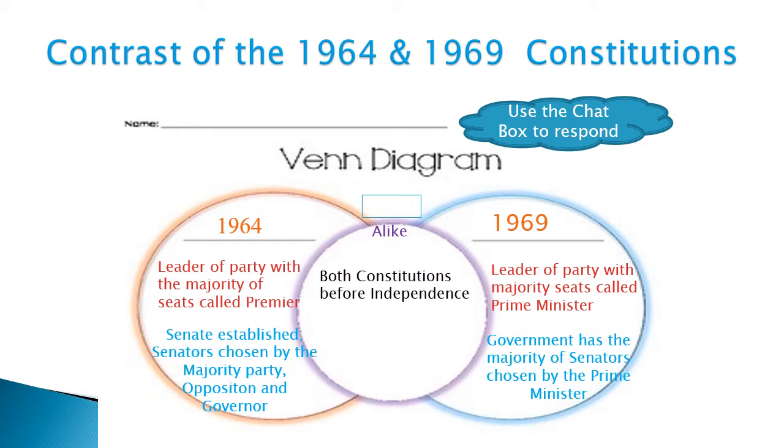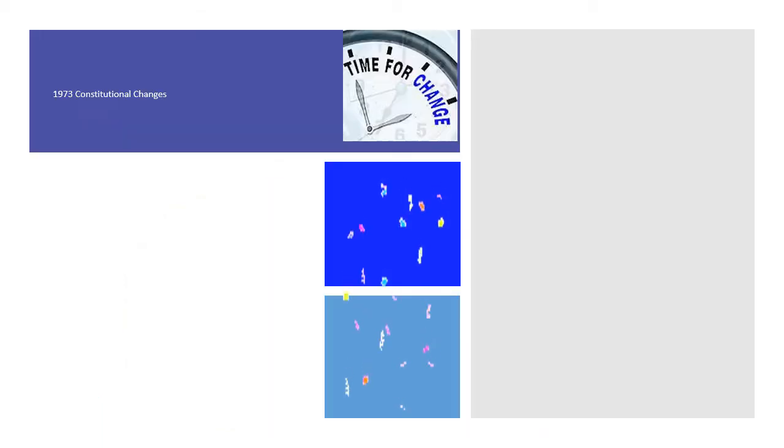How are these constitutions alike? Both of these constitutions happened before independence and prepared the country for independence. The power of the governor was reduced in both of these constitutions.